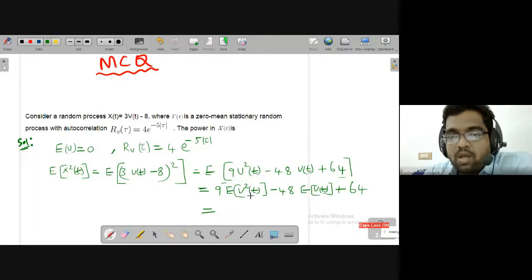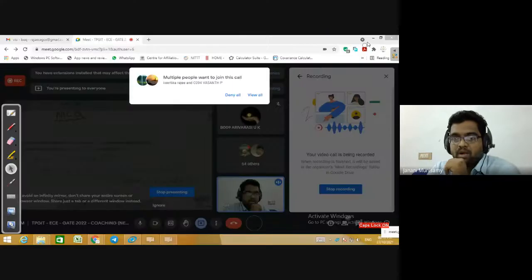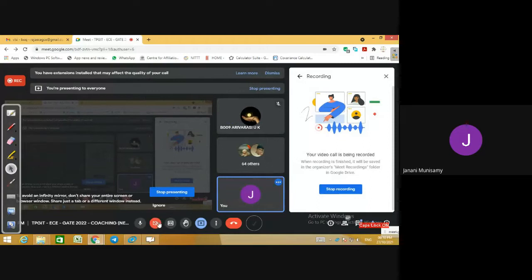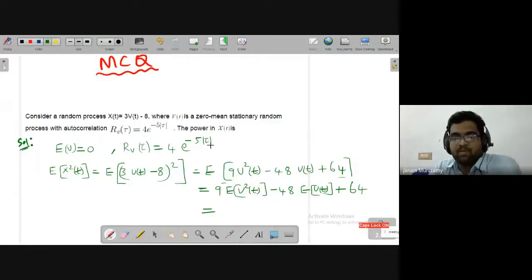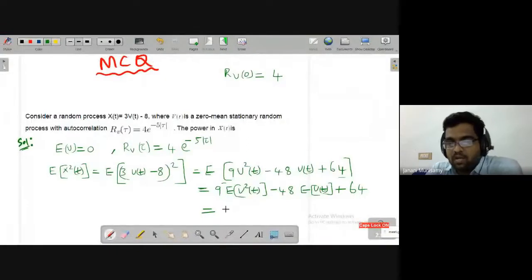Now what is e of v square of t? It means the power in the signal v of t. But that is not given directly. They have given the autocorrelation function, so from that you have to calculate the power. Autocorrelation at the origin will give the power of that particular signal. The moment I put tau equal to 0, I'll get 4. So 4 watt is the power in the signal v of t.